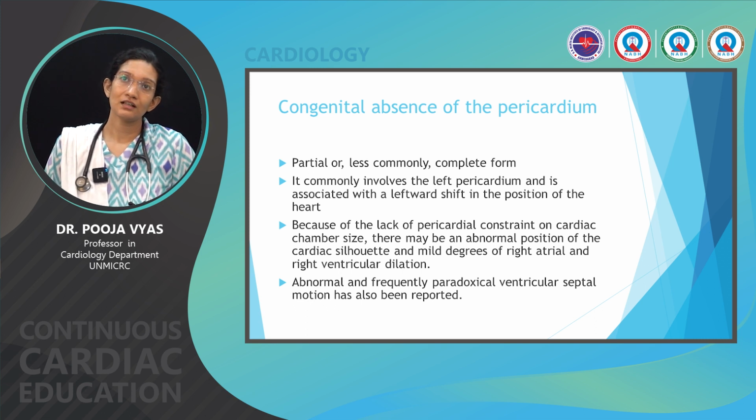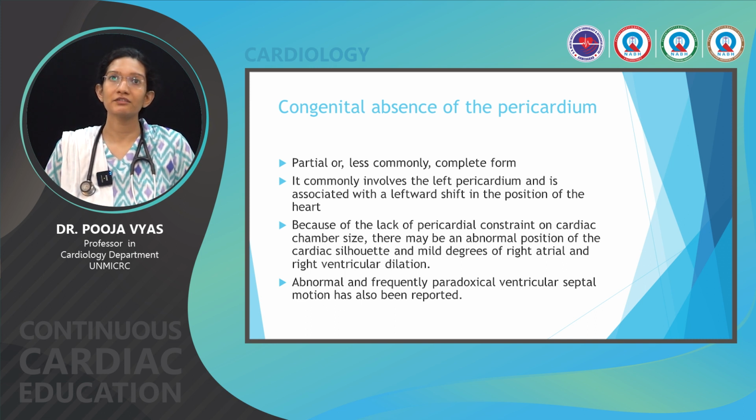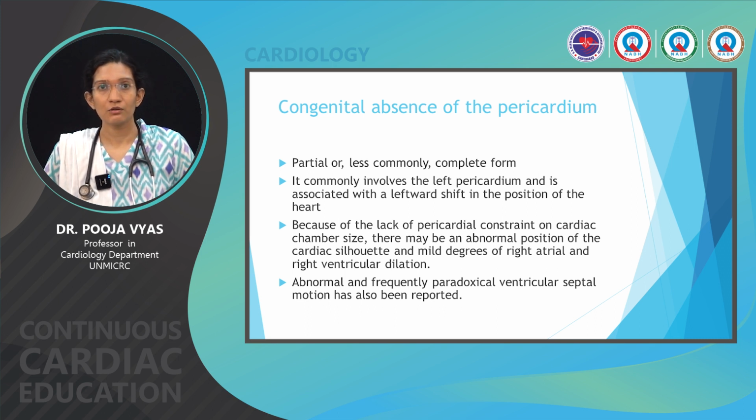Let us discuss the other abnormality of the pericardium, which is congenital absence of the pericardium. Here we cannot see pericardium at all. So we will have to suspect it when we see a leftward shift in the position of the heart and somewhat dilatation of the other chambers of the heart. And due to lack of the pericardial constraint, there will be abnormal position of the cardiac silhouette and even mild degree of right atrial and right ventricular dilatation. And sometimes paradoxical septal motion can also be seen in cases of congenital absence of pericardium.